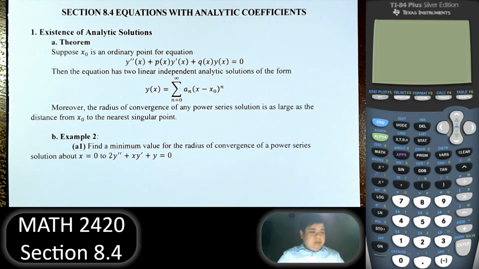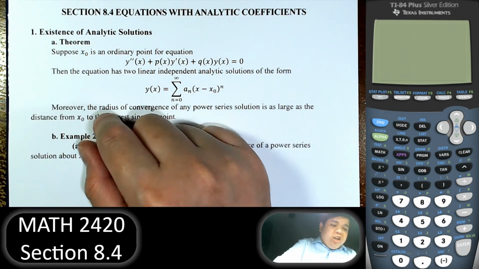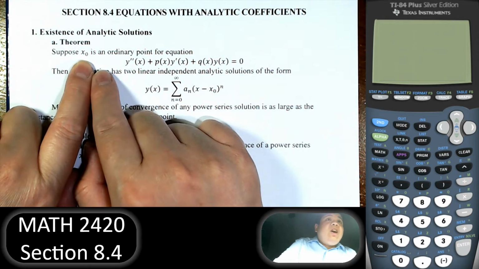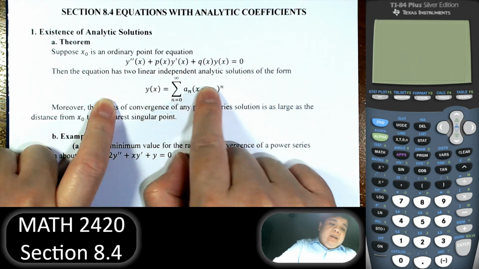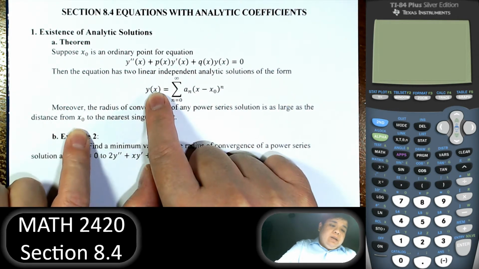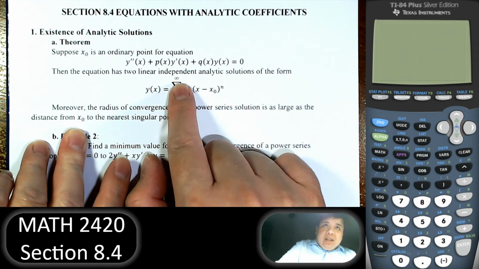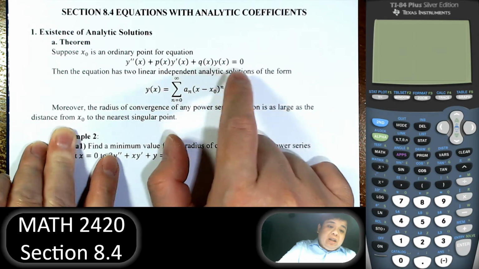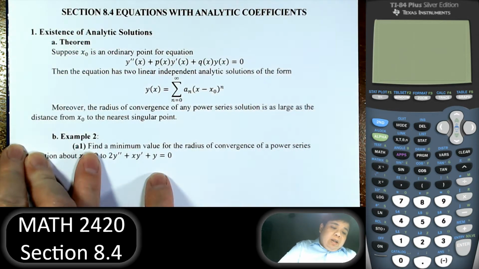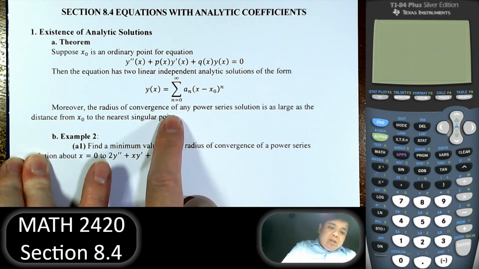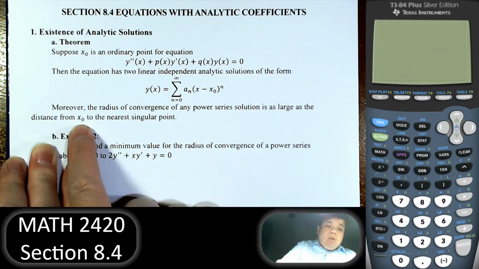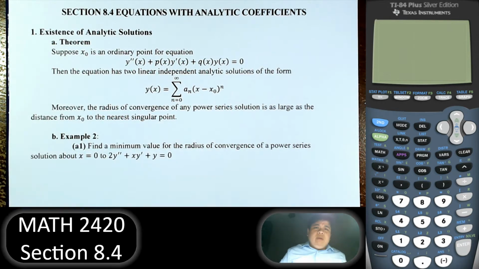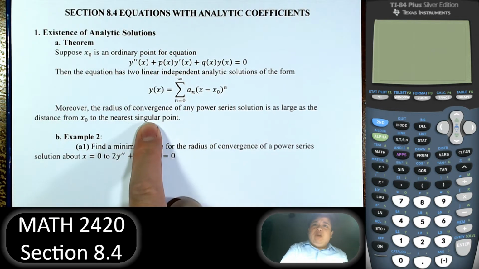So, definition or theorem. Suppose x0 is an ordinary point for the equation, then the equation has two linearly independent analytic solutions in that form, and moreover the radius of convergence of any power series is as large as the distance from that point to the nearest singular point. Right, so what is an ordinary point and a singular point, by the way?